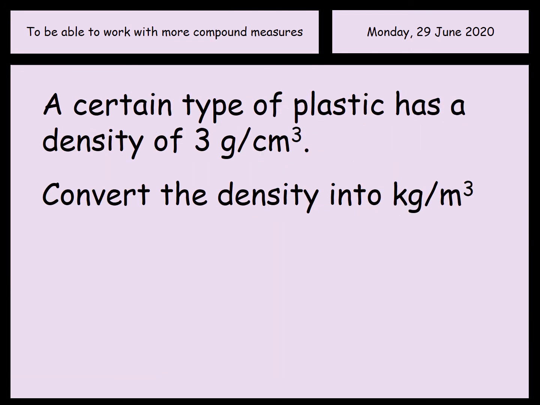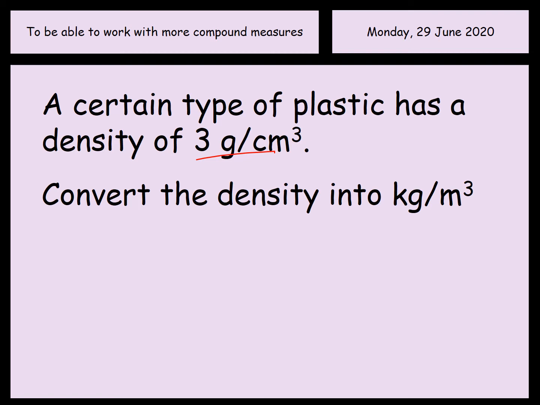A certain type of plastic has a density of this. Convert the density into kilograms per meter cubed. So this is doing the opposite of what we did last time. Last time we were going kilograms per meter cubed down this way, so we're going to have to do the opposite calculations.